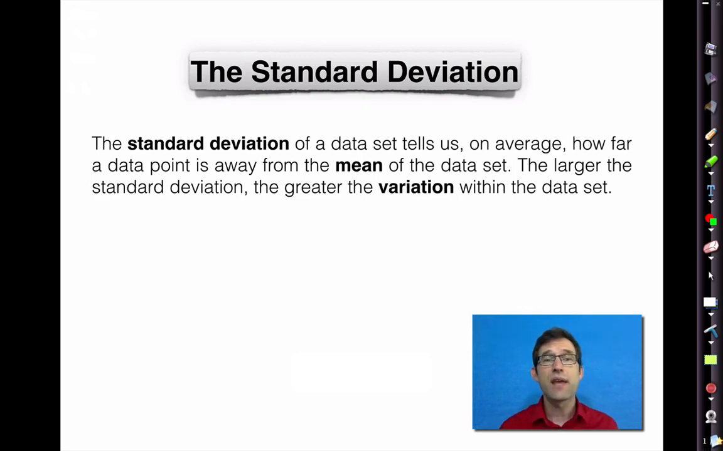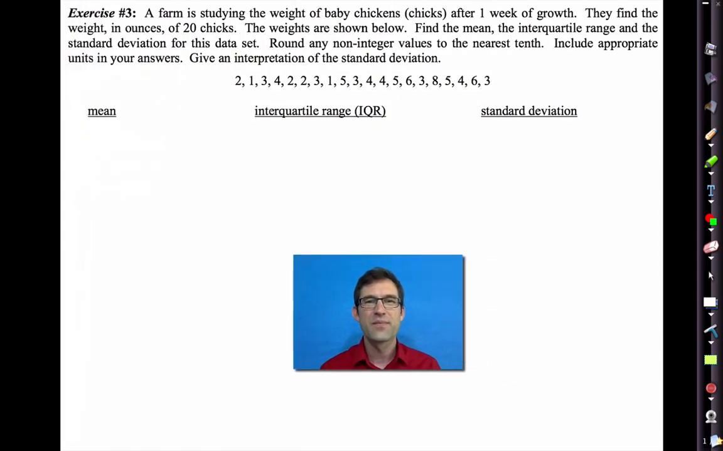Okay, so the standard deviation tells us, on average, how far a data point is away from the mean. Its formula is kind of a beast. For those people that work in statistics a lot, it's not, but they get to understand the formula and use it a lot. We're not going to do that. What we're going to do is find it strictly on our calculators and work with interpreting it. Okay? So let's do that.